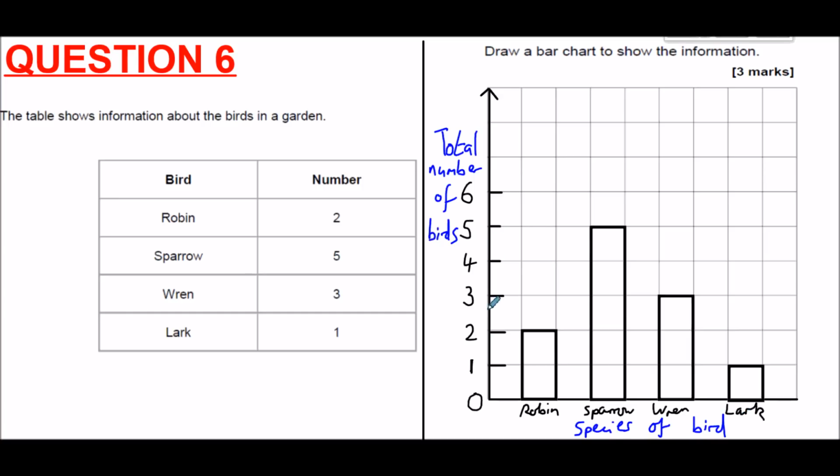And so the y-axis needs to go up on an even scale. In this case, each square represents 1 unit, or 1 bird. And the bars, as you can see, are all the same width, which is important. And each bar has a gap between each other of 1 square. And so that will do for question 6.